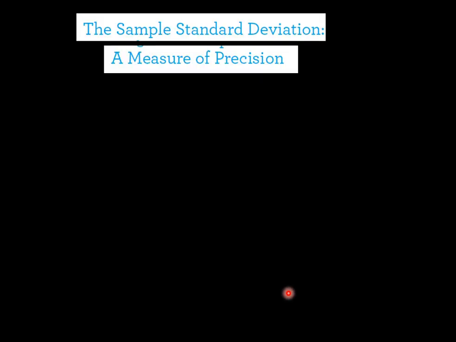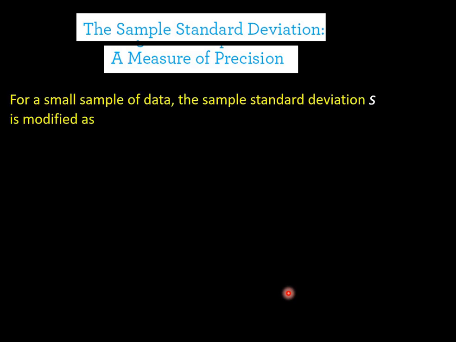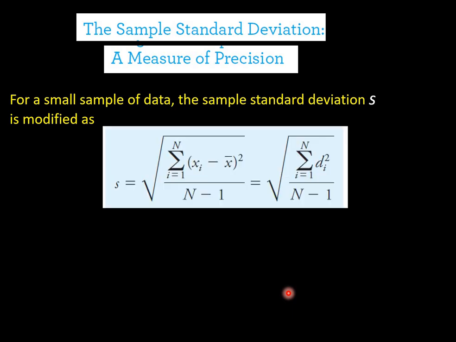Okay. Now we come to the point of sample standard deviation. So far we have studied population standard deviation. Again, it's a measure of precision, and for a small sample of data, the sample standard deviation, instead of sigma we call it S, is modified. So we mentioned in the very first slide that we need to modify the equation from population to sample. So here we are going to get S from sigma, right? How can we do that?